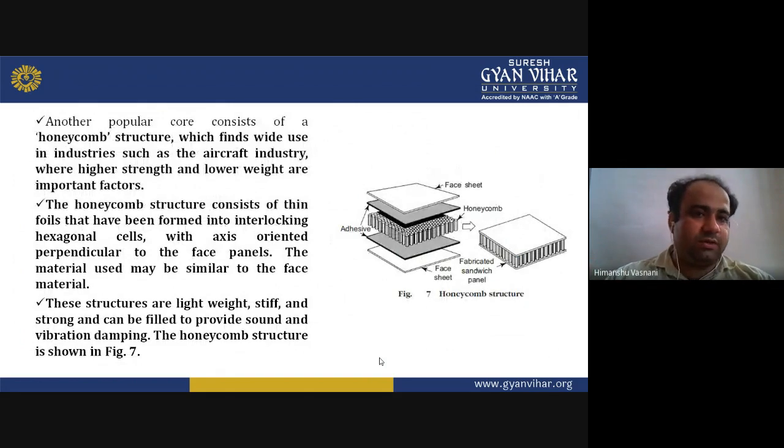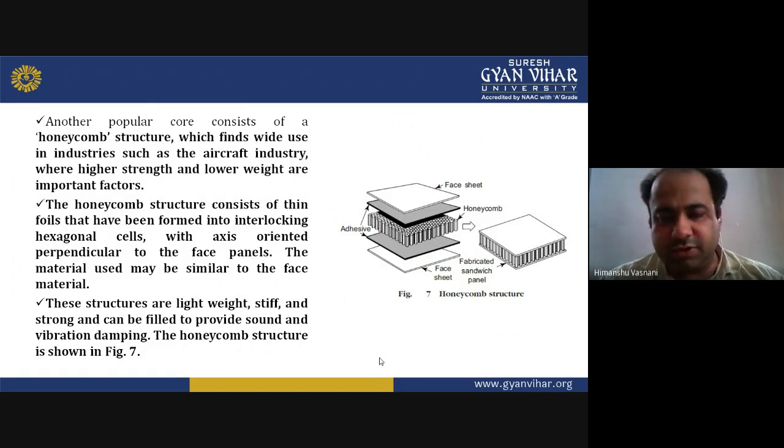Another popular core consists of a honeycomb structure. You can see this in the figure. The honeycomb structure finds wide use in industries such as the aircraft industry, where high strength and lower weight are important factors. In the aircraft industry, we require higher strength and lower weight, which are the basic factors for selecting the material. A honeycomb structure consists of thin foil that has been formed into interlocking hexagonal cells with axis oriented perpendicular to the face planes, or you can say face panels.